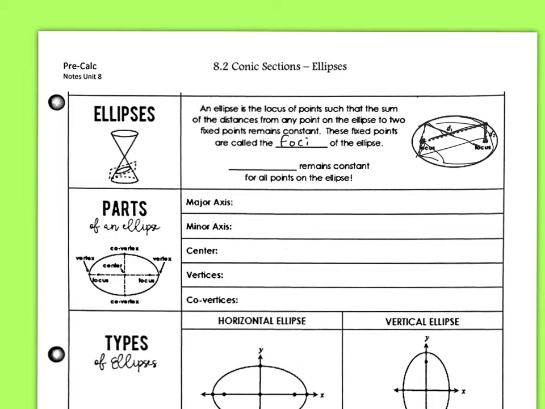So what happens is the sum of the distances from these two pieces is a constant. That's how you make an ellipse. That's basically the definition. What you need to know are the parts. So there are two axes, and that's this picture down here. The longer axis is called the major axis.